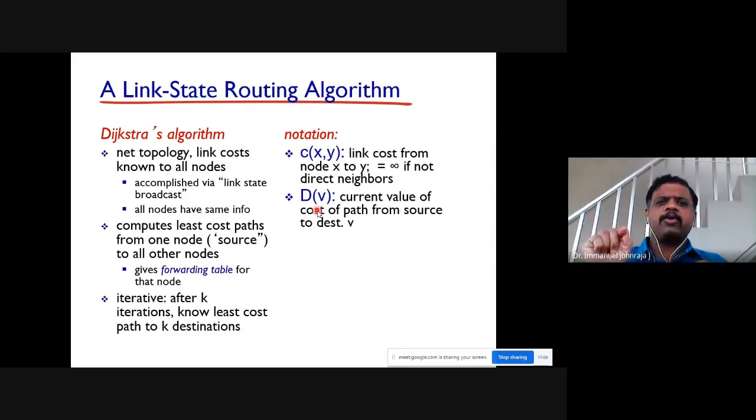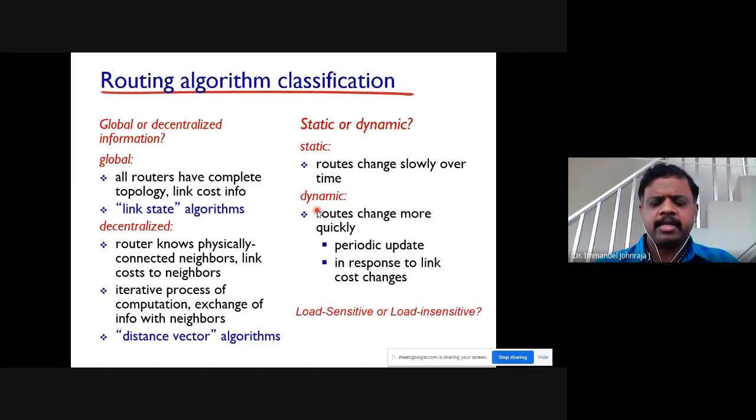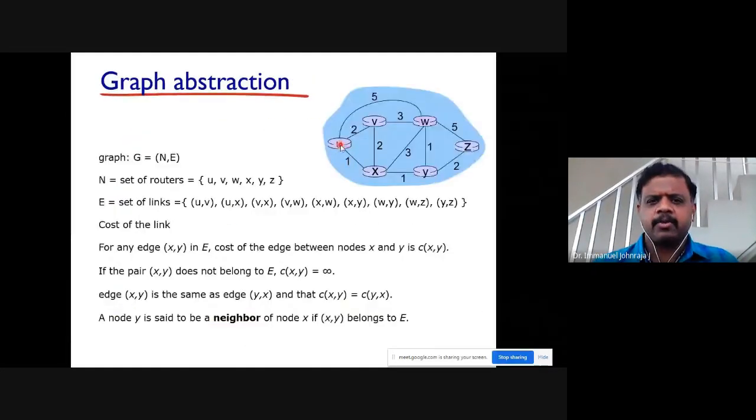That is called D of V. Probably I will explain here. Okay, so I have taken this as the node. If I say D of Z, then that is going to be the summation of the least cost. If this is the least cost, then that will be the least cost. It's going to be 4. So capital D of Z here is going to be 4, provided I am trying to find the least cost from U. Please remember, from a specific node to all the other nodes. That is the key point here, otherwise you will be confused.